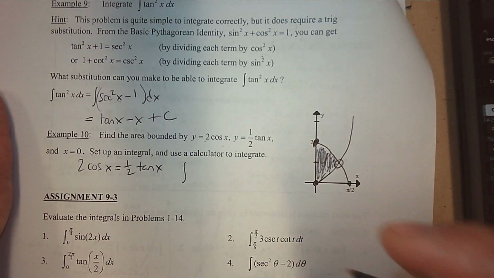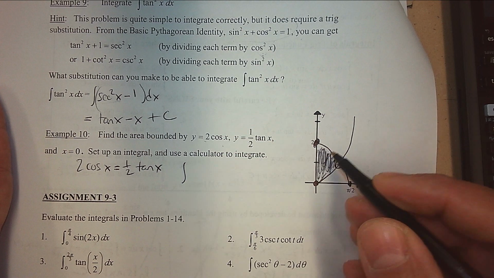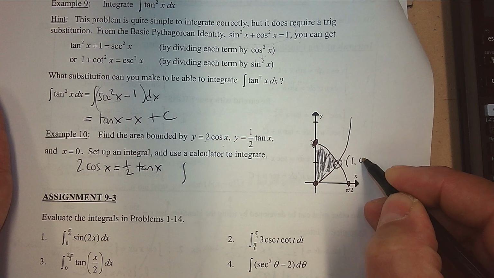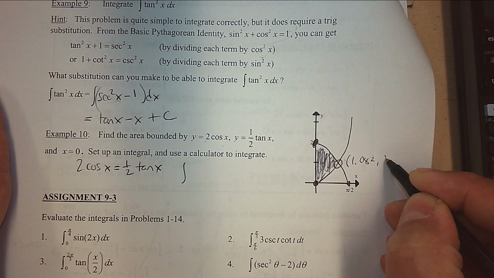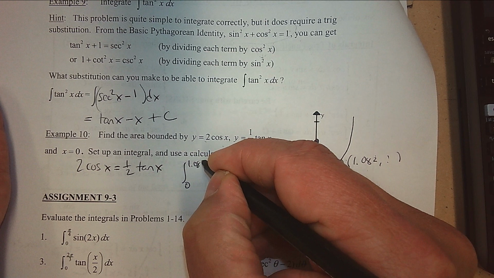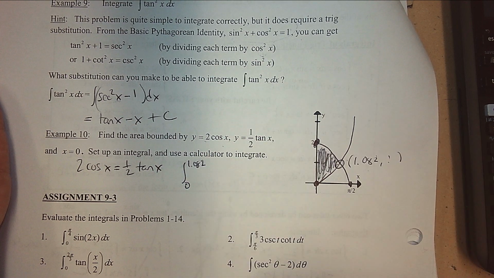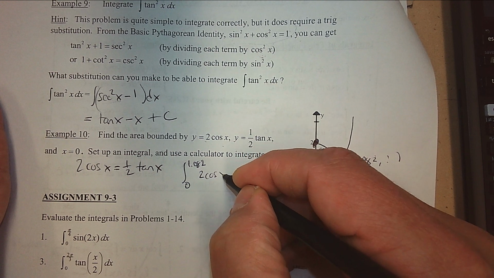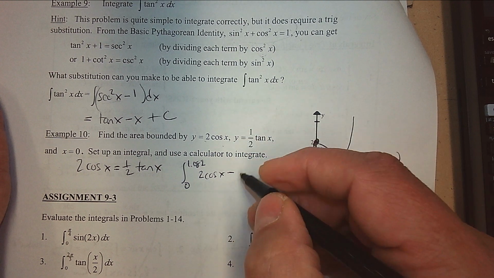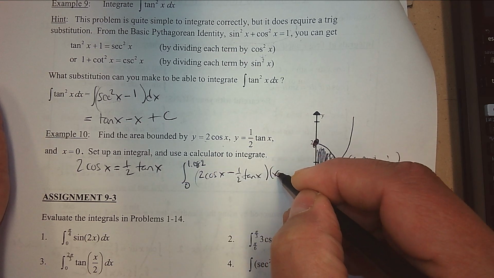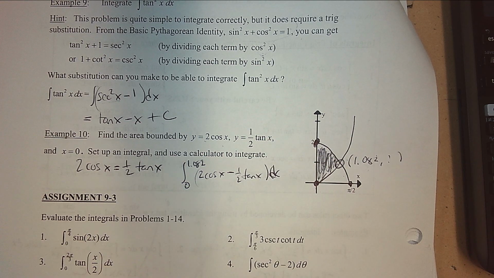So go back here. I'm integrating from 0, and we just said the x value is all I needed. That's 1.082, and I don't care about the y coordinate, just the x. So 0 to 1.082. In it, top minus bottom. So which one's on top? That's 2 cosine x. Subtract what's on the bottom, that's 1/2 tangent x. And then again, I'm going to use my calculator to integrate that.